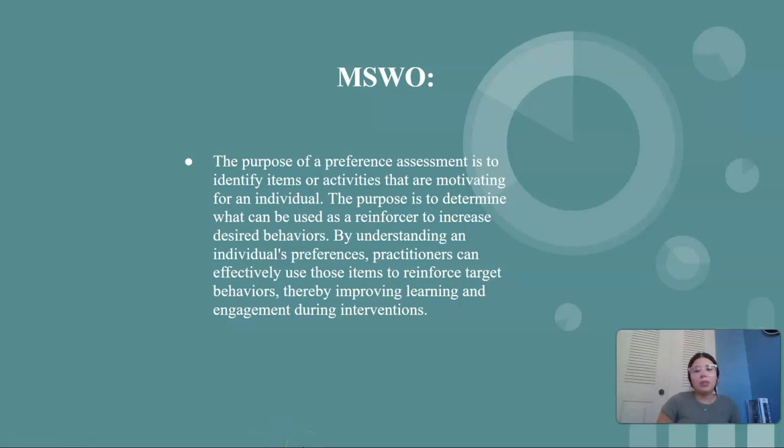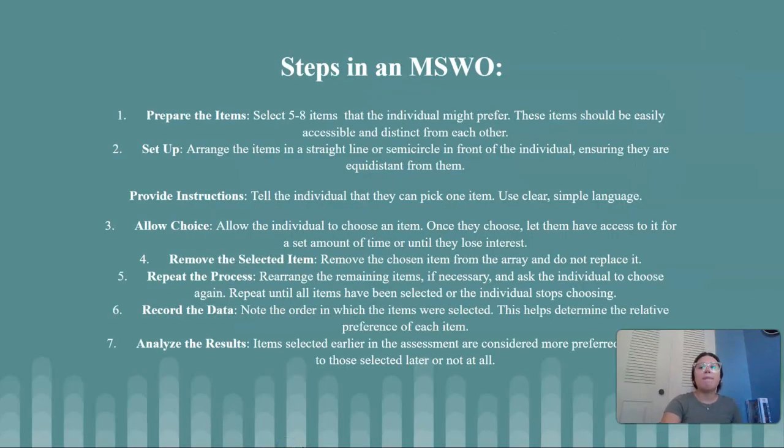The purpose of this preference assessment is to identify items or activities that are motivating for an individual. The purpose is to determine what can be used as a reinforcer to increase desired behaviors. By understanding an individual's preferences, practitioners can effectively use those items to reinforce target behaviors, thereby improving learning and engagement during interventions. So these are basically the steps in the multiple stimulus without replacement preference assessment.